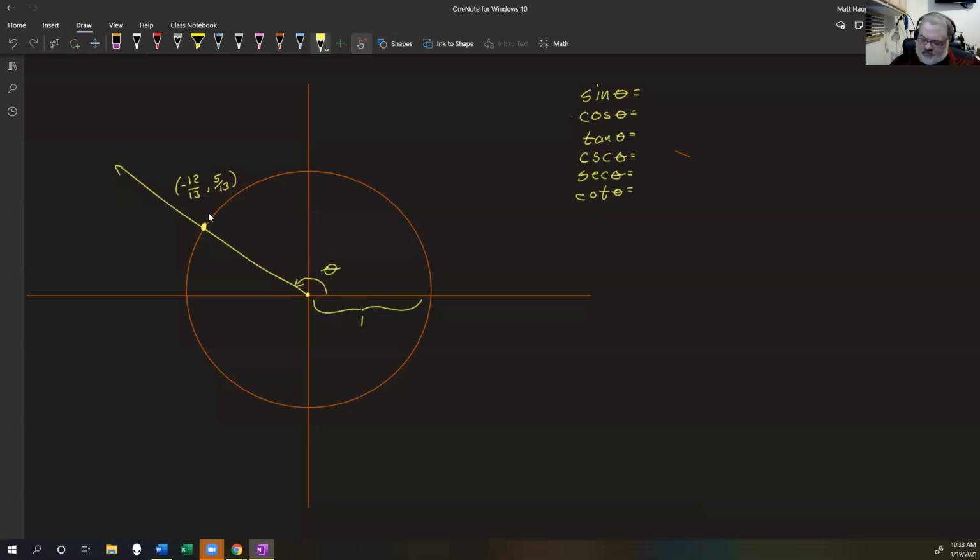For example, what's the sine value? 5/13. What's the cosine value? Negative 12/13. Absolutely. What about the tangent value? Five thirteenths over negative 12 thirteenths. So you said 5/13 over negative 12/13, but of course you're going to reduce that, right? So how about negative 5/12?